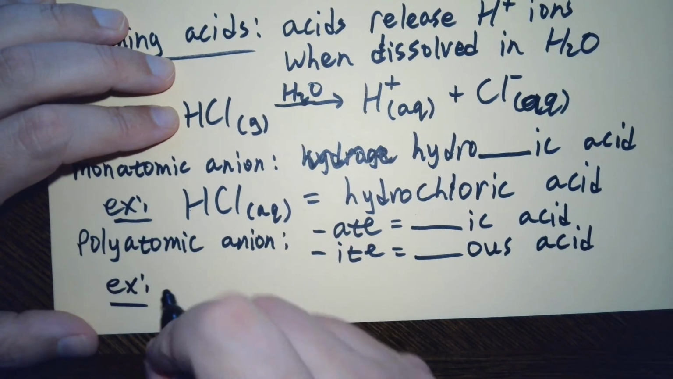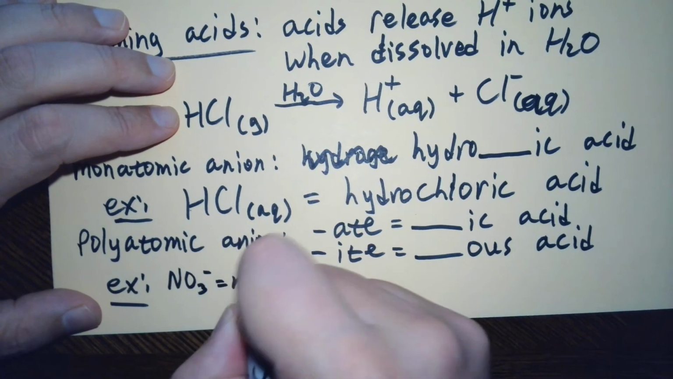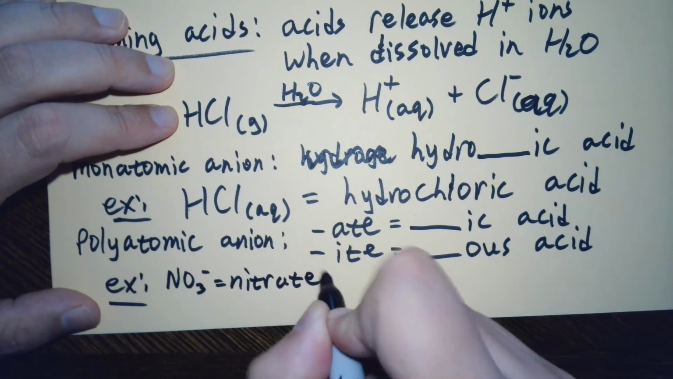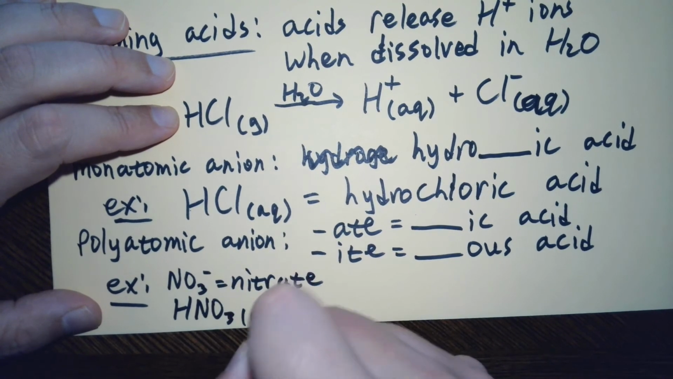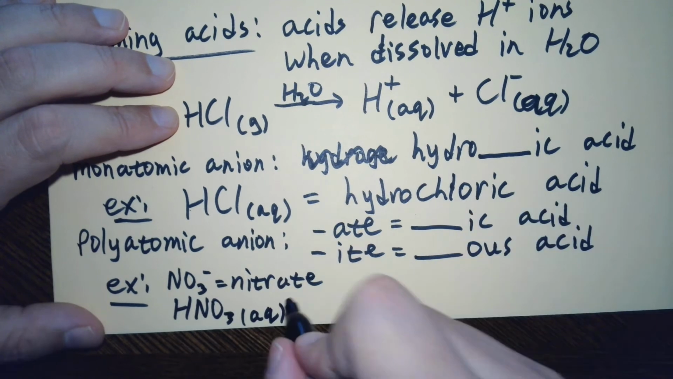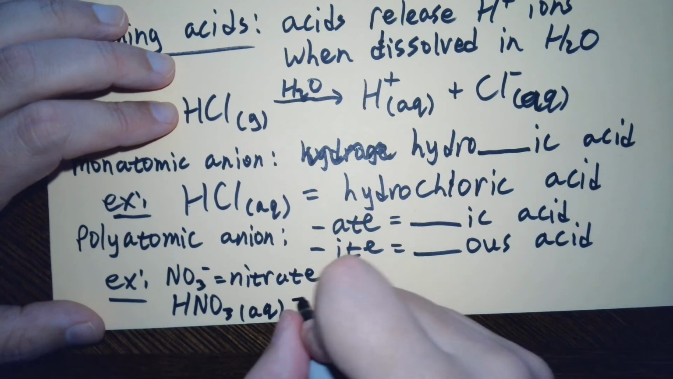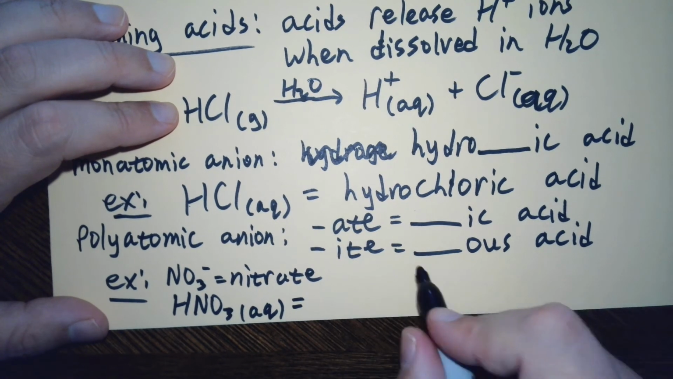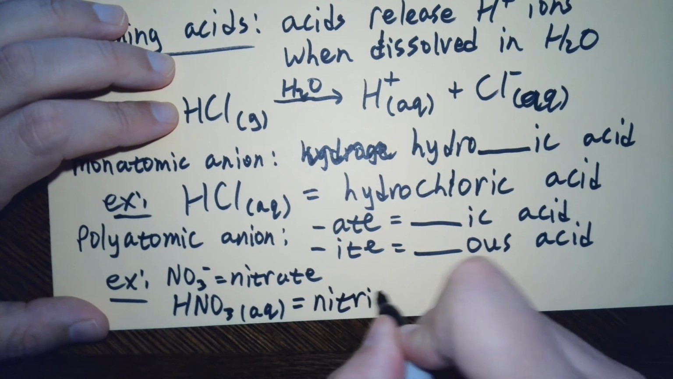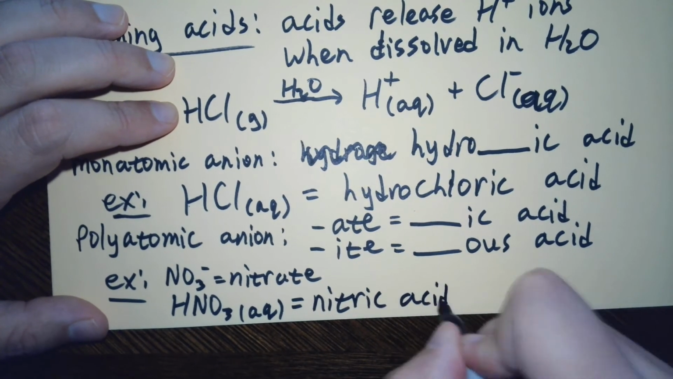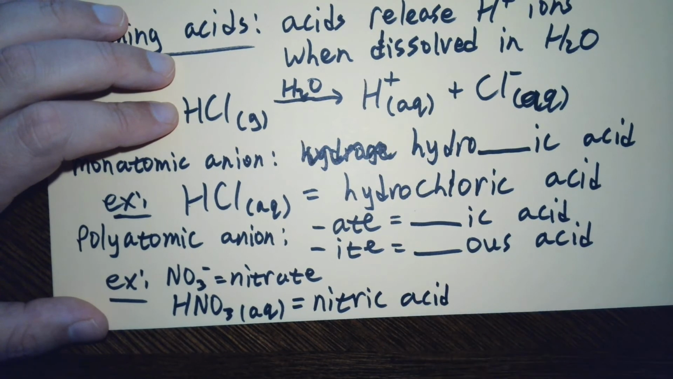So for example, if you remember, NO3 minus is nitrate. So HNO3, which by the way, it has to be dissolved in water to be an acid, otherwise it's like a gas or something, and it's not an acid. This is going to be nitric acid. So the ate changes to an ic ending, and then we just put acid on the end.